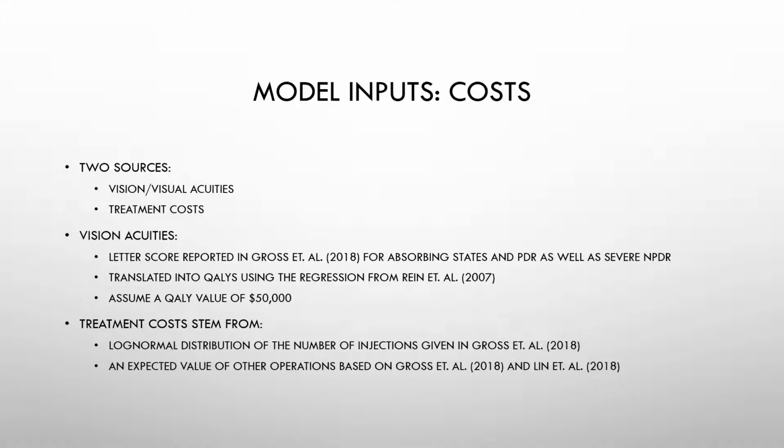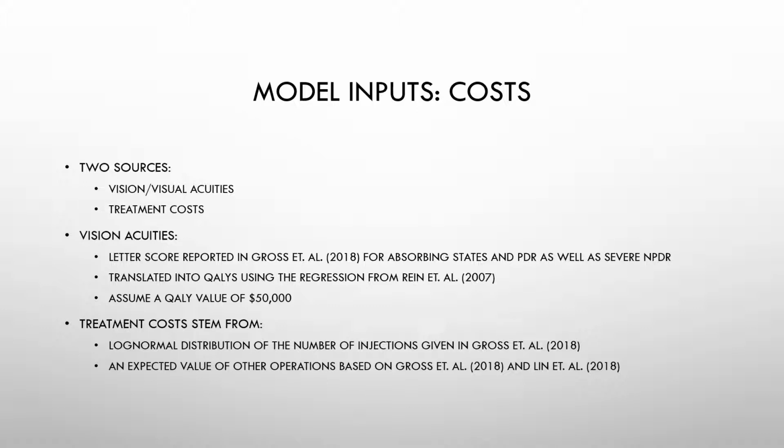And it's a letter score. So what's done is the letter score is then reported into an acuity like a 20/20, 20/15, 20/100 vision, whatever it is. And then using that, there is a regression that was obtained from Ryan et al. that you're able to get a QALY score. And then assuming a QALY value of 50,000, you get a cost that it's lost.